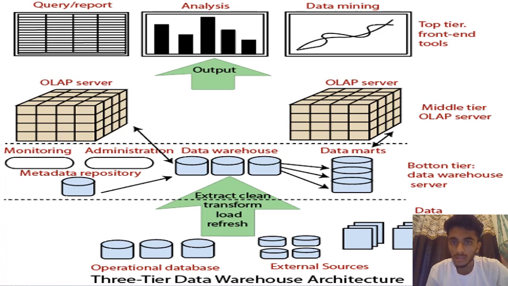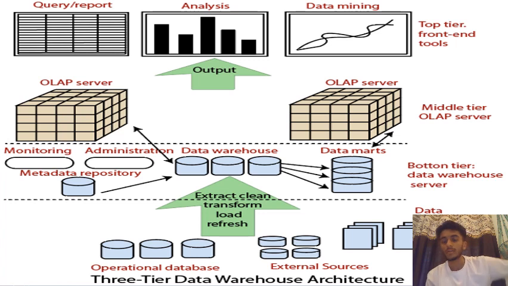In the top tier we can see we have query and report, analysis, and data mining. This is the output we'll get after the bottom tier, middle tier, and top tier. We will come from the bottom tier. The bottom tier has operational databases and external sources. There are five processes which take place: extract, clean, transform, load, and then refresh. The bottom tier also has monitoring, administration, metadata repository, data warehouse, and data marts.